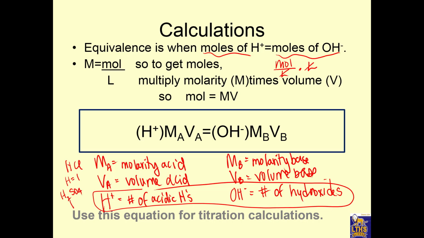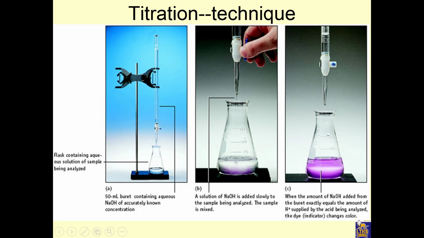H2SO4, H equals 2. And so you just count the number of H's. If you have Mg(OH)2, OH equals 2. If you have Al(OH)3, OH equals 3. So you just count and plug that number in.